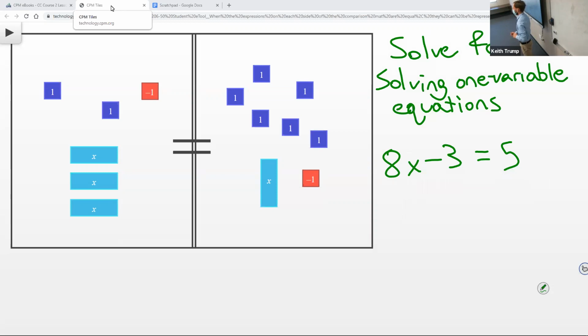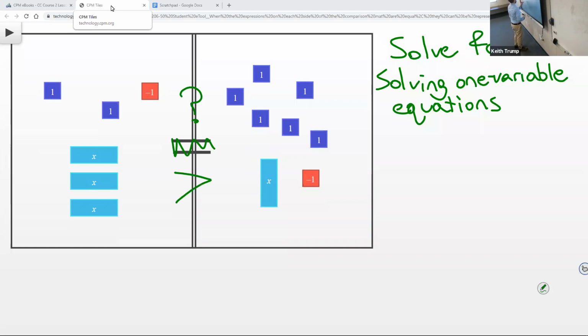what x equals. So let's take a look at how to use algebra tiles to solve something like 8x minus 3 equals 5. Let's take a look at this example from CPM. So we have our algebra tiles here, and we learned in the inequalities video where instead of an equal sign, there was a big question mark to see if this side was greater or this side was greater, or in some cases, if the sides were equal. We are now going to figure out the value of x.